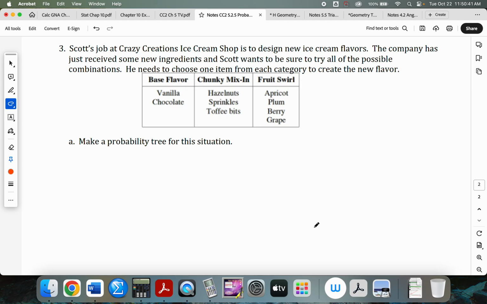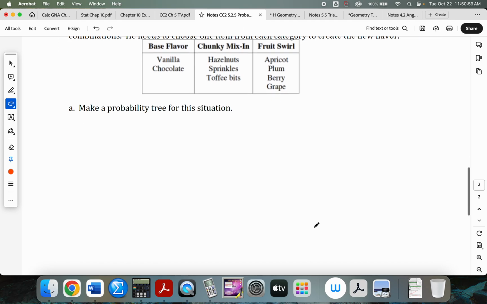So Scott's job at Crazy Creations Ice Cream Shop is to design new ice cream flavors. The company has just received some new ingredients, and Scott wants to be sure to try all of the possible combinations. He needs to choose 1 item from each category to create the new flavor. So we're going to make a probability tree for this.